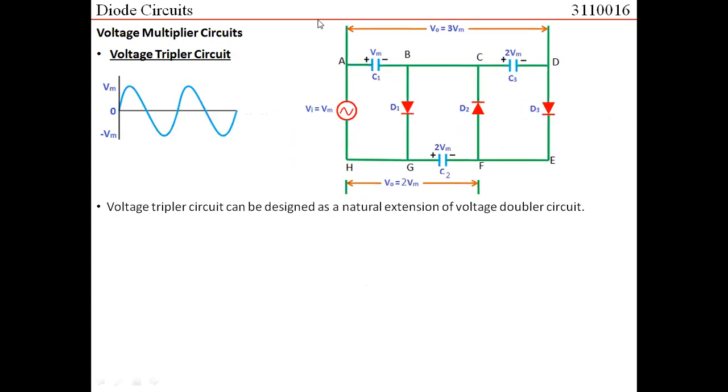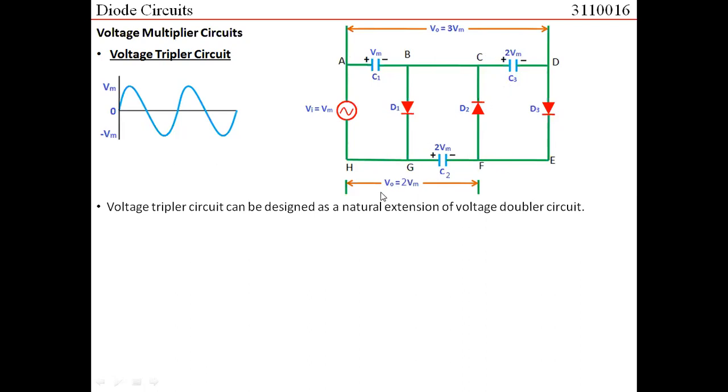You can see the circuit here. If I consider only this part, A, B, C, F, G, H, then this is basically a voltage doubler circuit. You can compare it with the previous circuit that we have discussed. And I am able to get the voltage to be equal to 2 Vm. So what I have done, I have extended one more loop here, which consists of a third capacitor C3 and a diode D3, right?